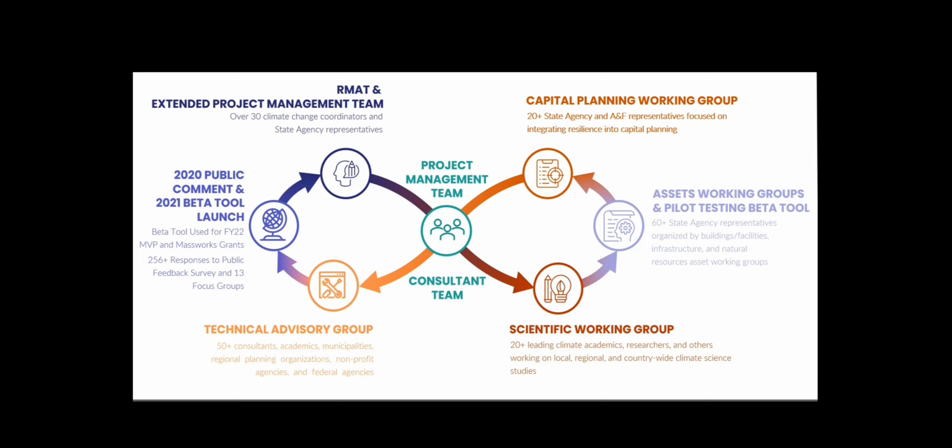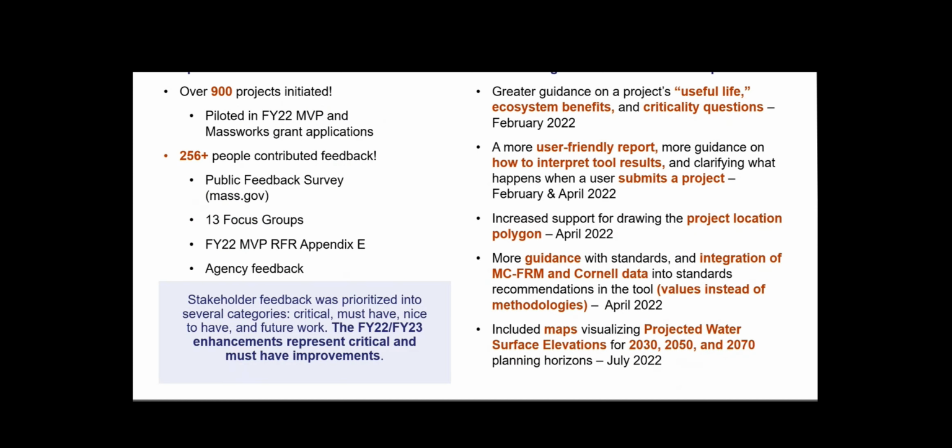Stakeholder engagement and feedback were incorporated into the development of draft materials during weekly interagency meetings, 10 working group sessions, a technical advisory group workshop, beta version pilot testing, public surveys, and over 20 focus groups over 2.5 years. Following the beta tool release in April of 2021, over 900 projects were initiated, and the tool was piloted in the fiscal year 22 Municipal Vulnerability Preparedness and MassWorks grant applications.